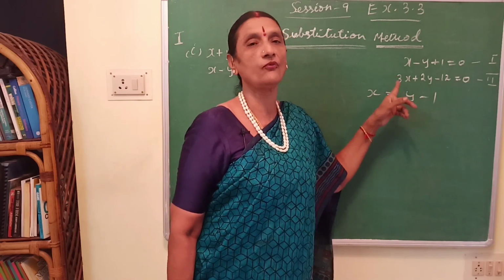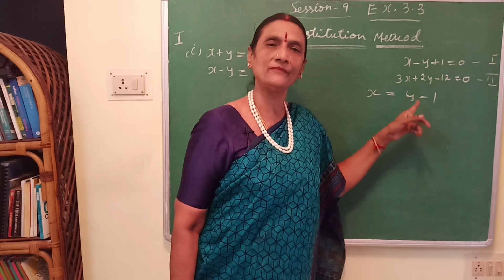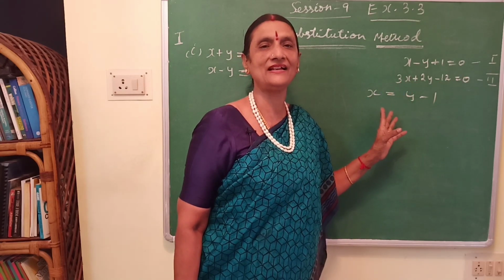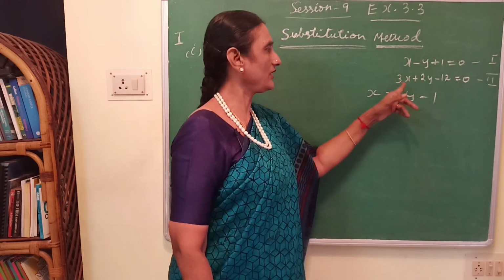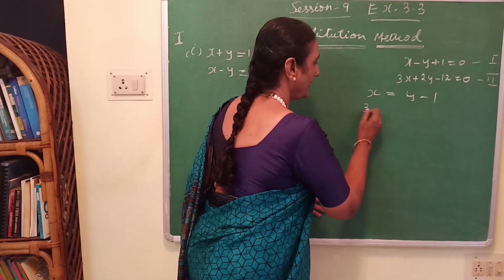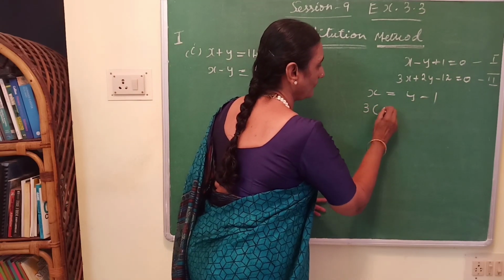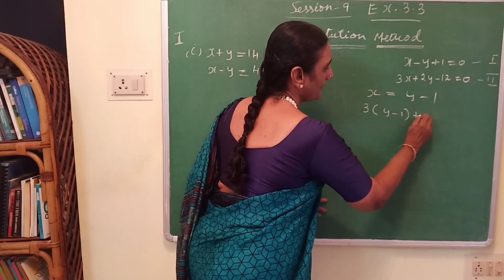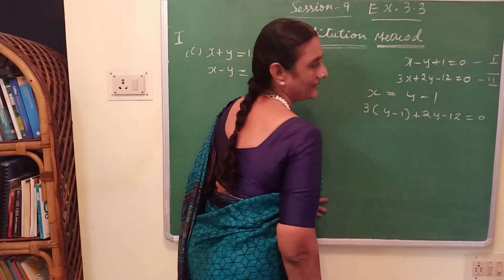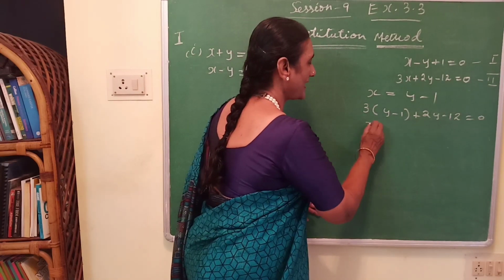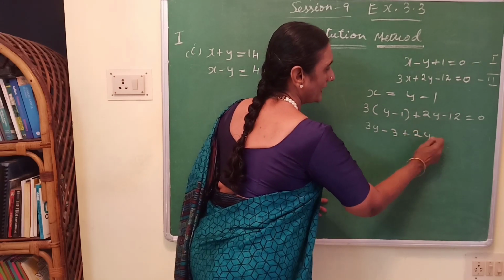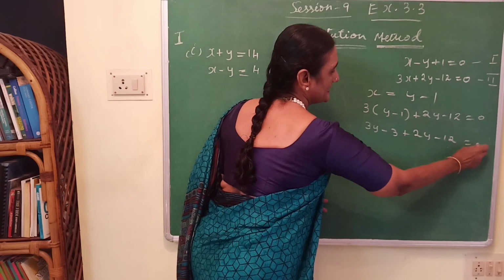So get the value of any one variable of your choice from the first equation, and that variable's value you have to substitute in the second equation. Okay. Now if you substitute the x value in the second equation, what do we get? We get 3y minus 1 plus 2y minus 12 equals 0. Correct? Are you understanding? So you expand this: 3y minus 3 plus 2y minus 12 equals 0.